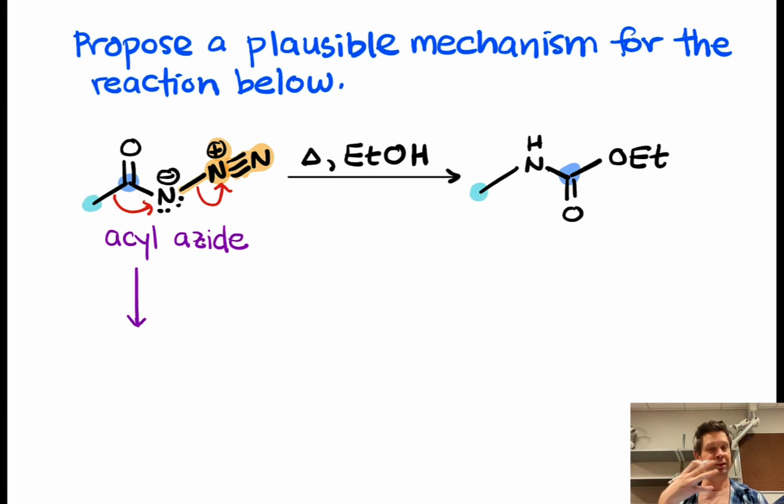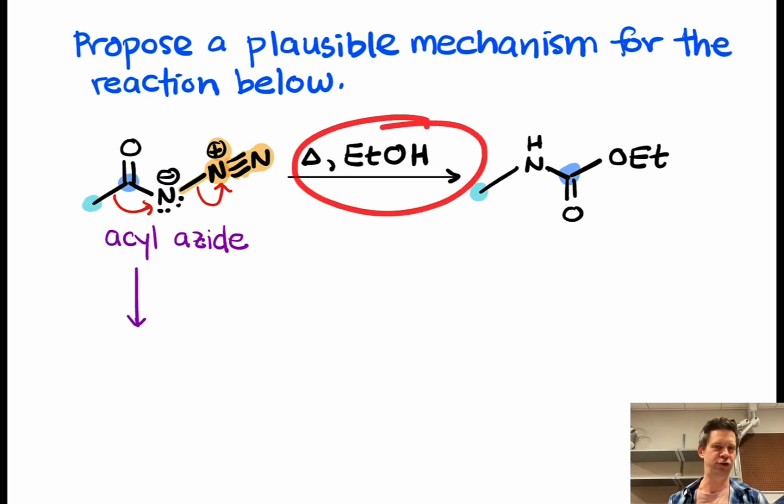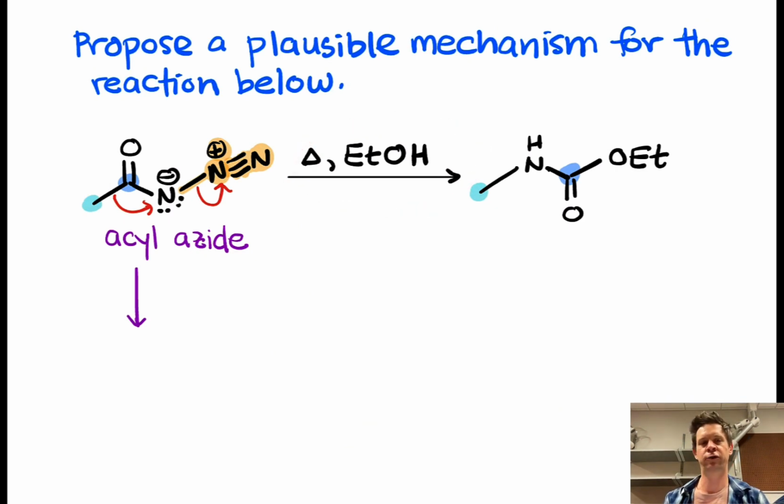There are other logical possibilities for breaking that bond. For example, we could think about breaking that bond this way or breaking that bond this way, but that's going to generate an anionic species that's highly unlikely under these pretty much neutral reaction conditions. So the rearrangement is the most plausible way to think about this, avoiding, for example, a CH3 minus anion.